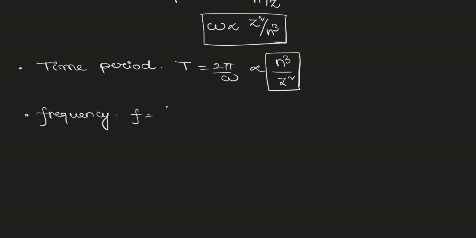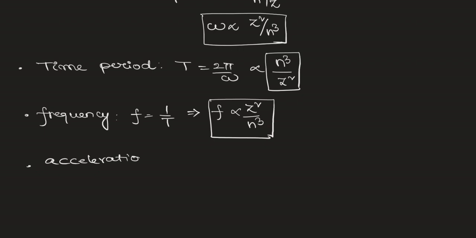Frequency, which is the reciprocal of time period, will also be proportional to z square by n cube. Frequency is proportional to z square by n cube. And after this, they may ask you some questions based on acceleration.